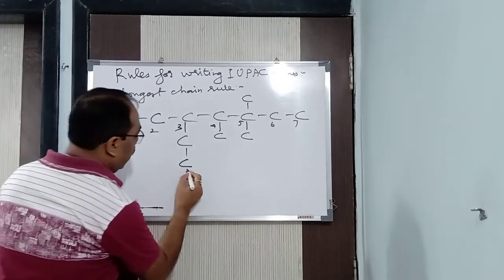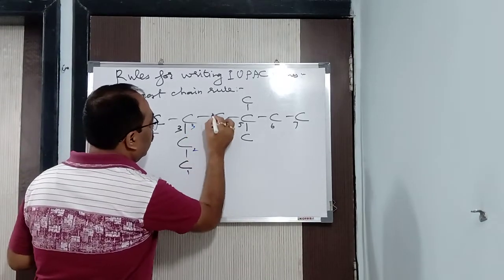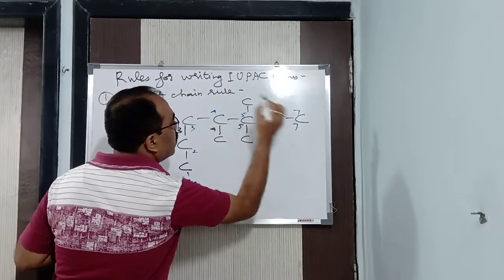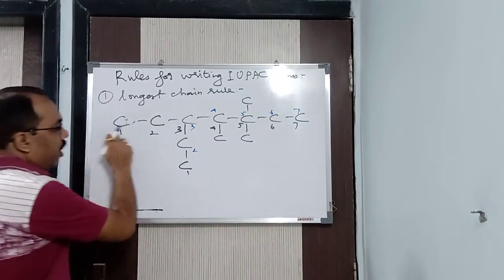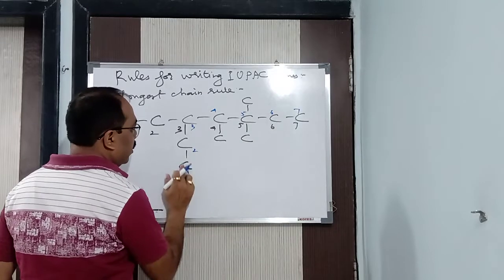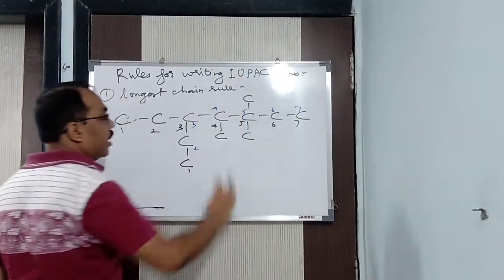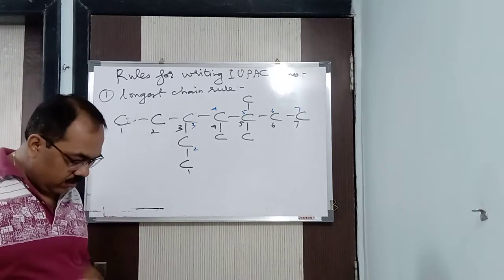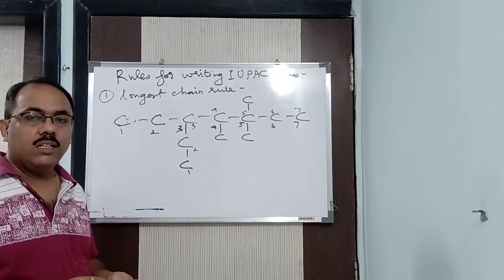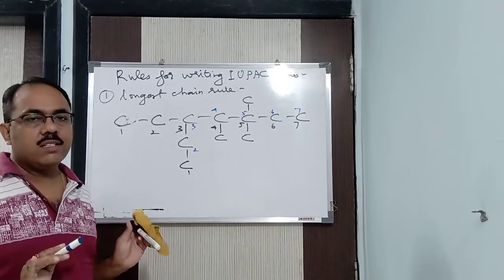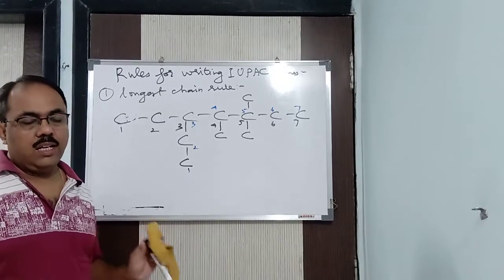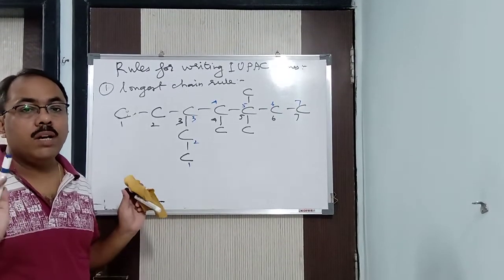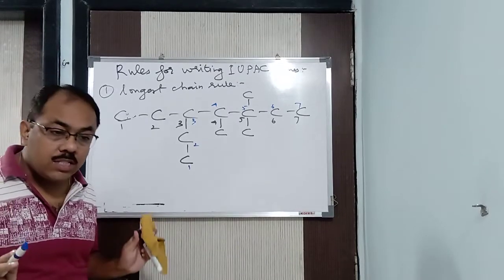And here also, same thing: 1, 2, 3, 4, 5, 6 and 7. You can see, if you count in this way we get 7 atoms. If you count in this way also we get 7 carbon atoms. Now the question will come to you, sir, which one will I take as the longest chain? The answer is you will select that particular chain as the longest chain which has got the maximum number of branches.